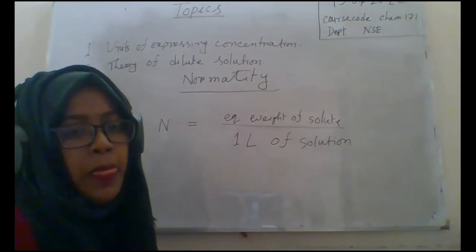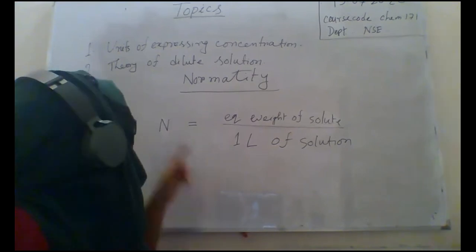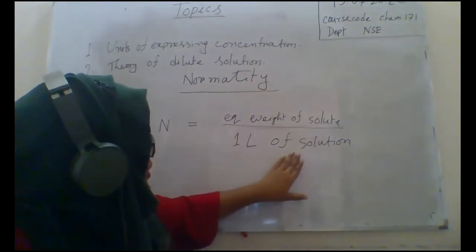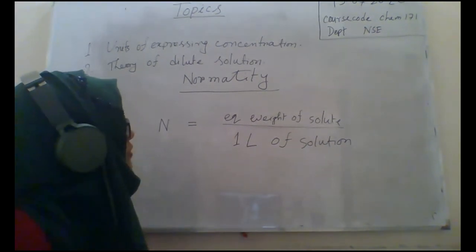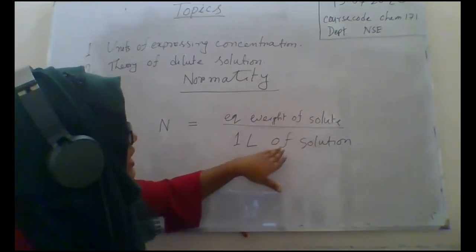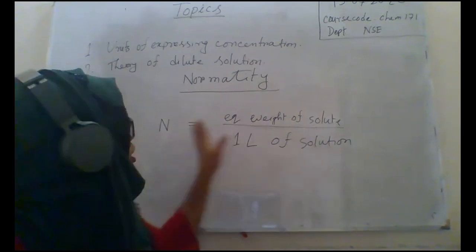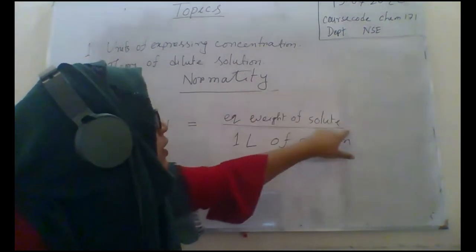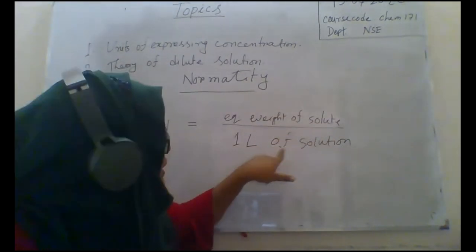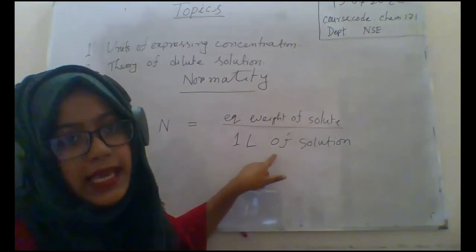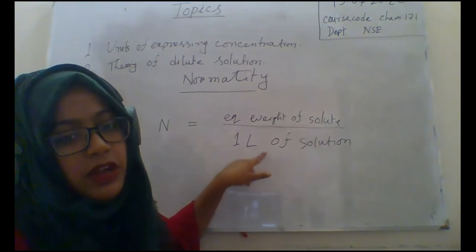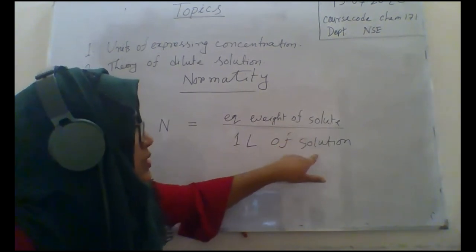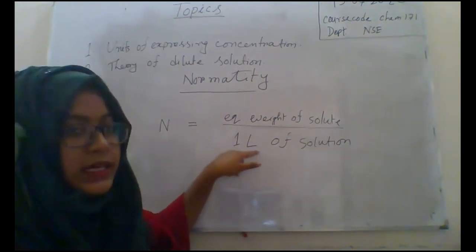You can remember molarity. Here is the similarity: in the case of molarity, we have the number of moles of solute divided by 1 liter of solution. But for normality, the only difference is the equivalent weight of solute here. The rest is the same. That means in this case you have to take the solvent up to 1 liter, because it is a solution. The total volume should be 1 liter.